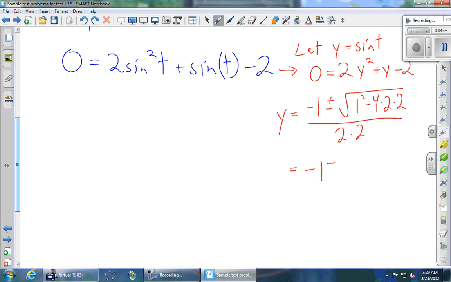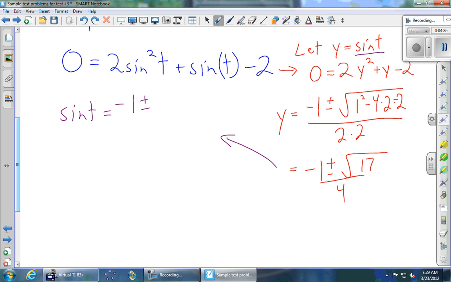Negative 1 plus or minus square root of. One of these two should have been negative in the parentheses here, or in the radical, I should say. So that's a 1 plus a 16, that's a 17, divided by 4. All right, so this is what we're after. And instead of y now, we'll finally go back and say, well, it wasn't really y, it was really sine of t. So let's bring that back over here. Sine of t is equal to negative 1 plus or minus the square root of 17 over 4.